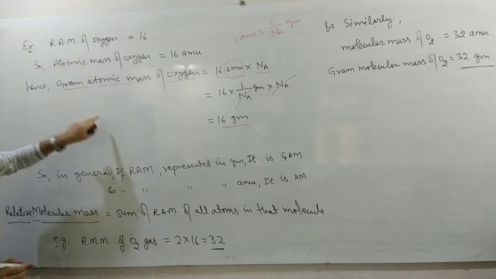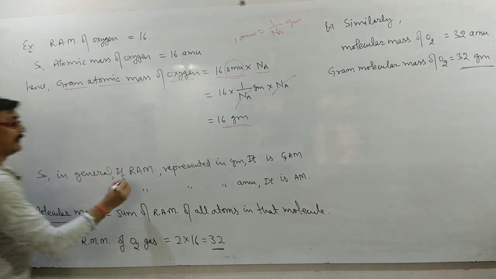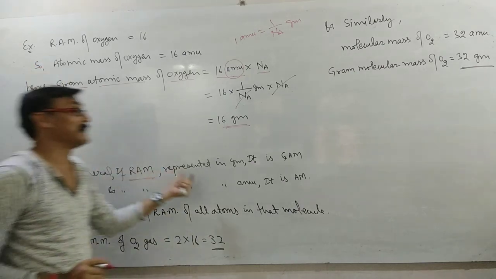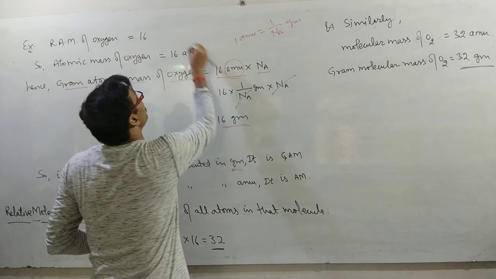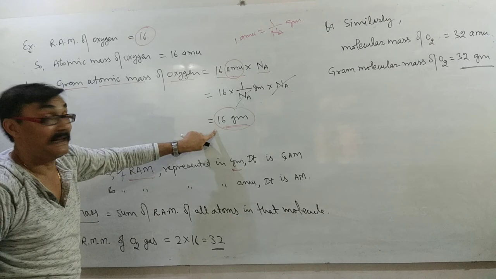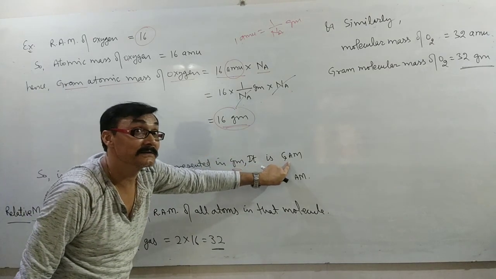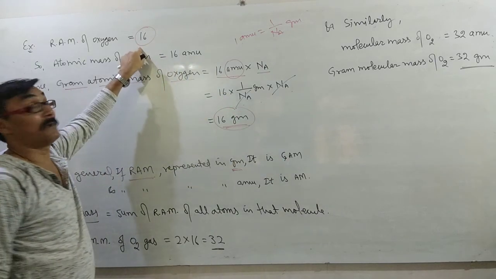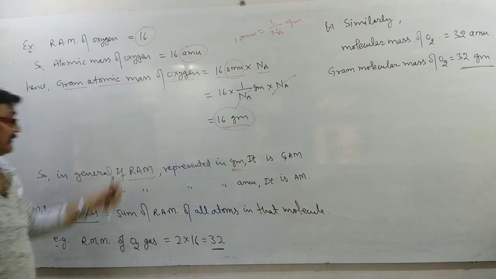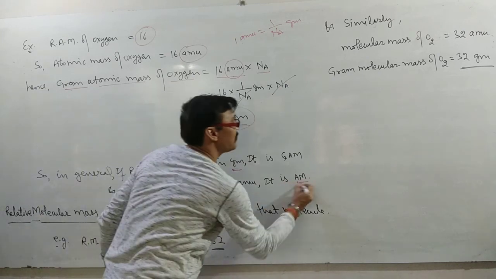From this observation, in general, we can learn that if relative atomic mass of any element is represented in gram, then it becomes the mass of 1 mole atoms, that is gram atomic mass. And if relative atomic mass is represented in AMU, then it is atomic mass, that is mass of 1 atom. Atomic mass. Here AM, atomic mass.